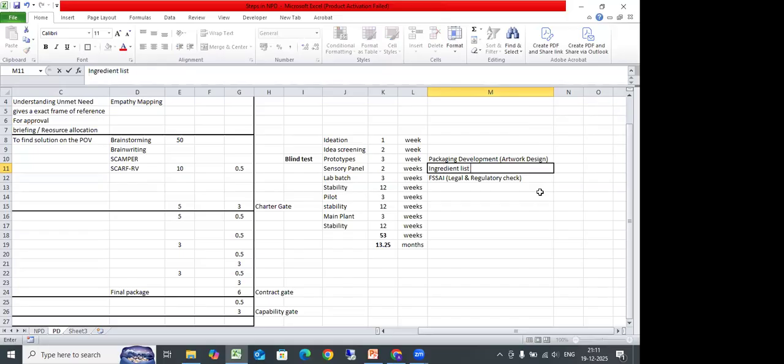No, this is not the IPR. This is the artwork I am talking about. This is regular artwork check. So every artwork has to go through a legal signature.